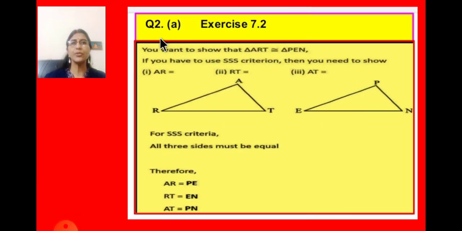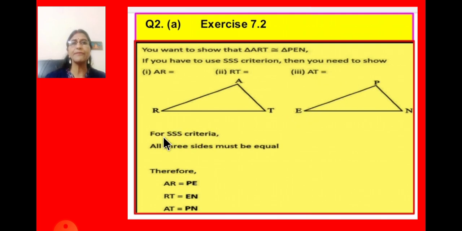Now question number 2A, same exercise. You want to show that triangle ART is congruent to triangle PEN, if you have to use SSS criterion. Here they have given you the criterion which we have to use, SSS. Then what you need to show? AR is this side. It is equal to which side? Similarly, RT is equal to dash, and then AT is equal to dash.